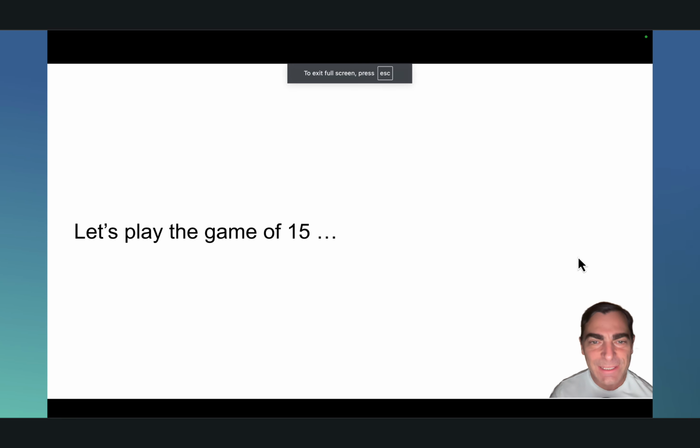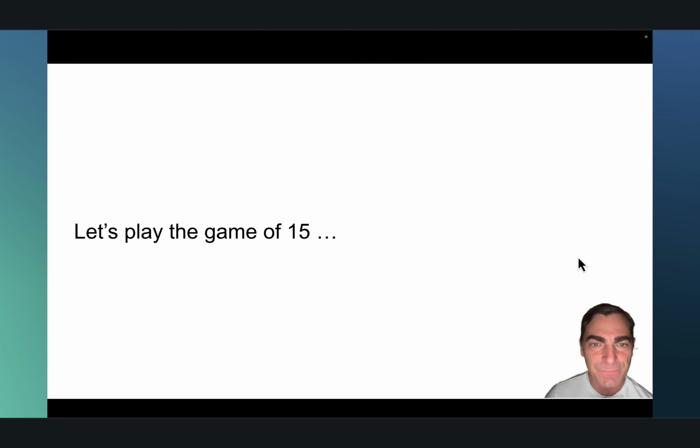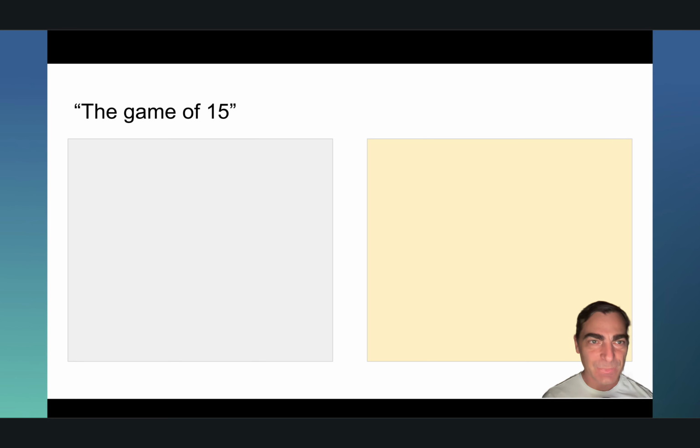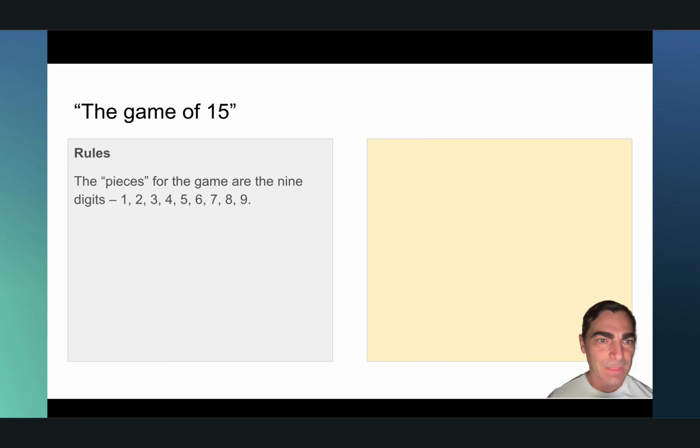Okay, now I want to give you a sense of the power of visual representation through another example that I really, really like. And to do that, we will have to play two games for a moment. So let's play what is called the game of 15. So how does the game work? The rules. So the pieces for the game are the 9 digits between 1 and 9.